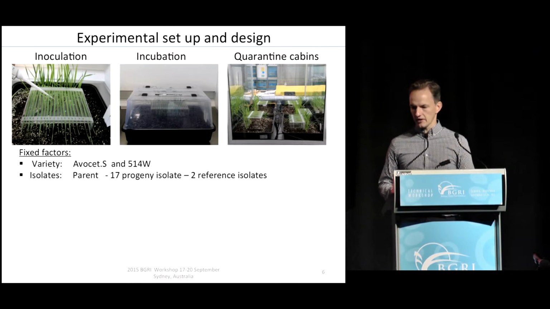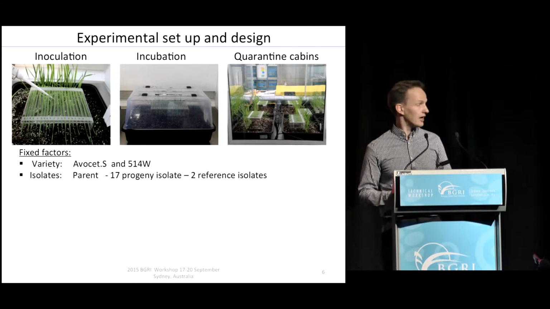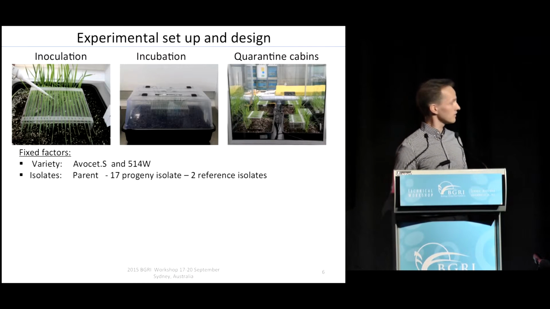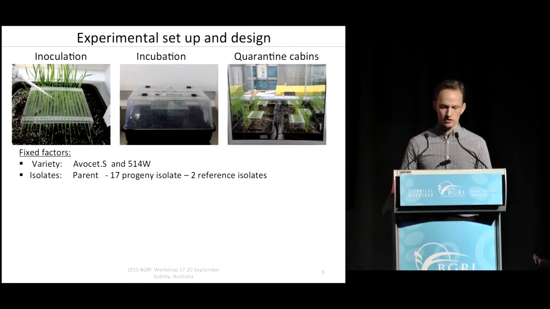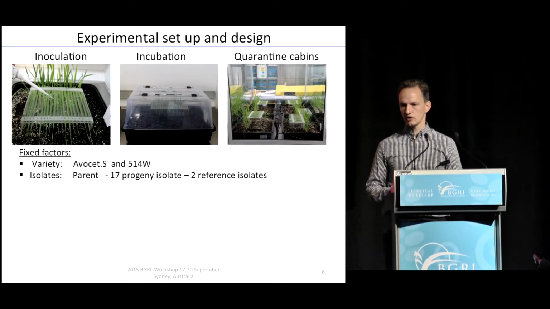So we had two fixed factors in this experimental design. We had variety and we had isolates. The varieties were two susceptible varieties called AVOZS and 514W. In the 514W, we have no known resistance, and there's a resistance gene in AVOZS, but it's only effective against a very, very limited number of the known races.